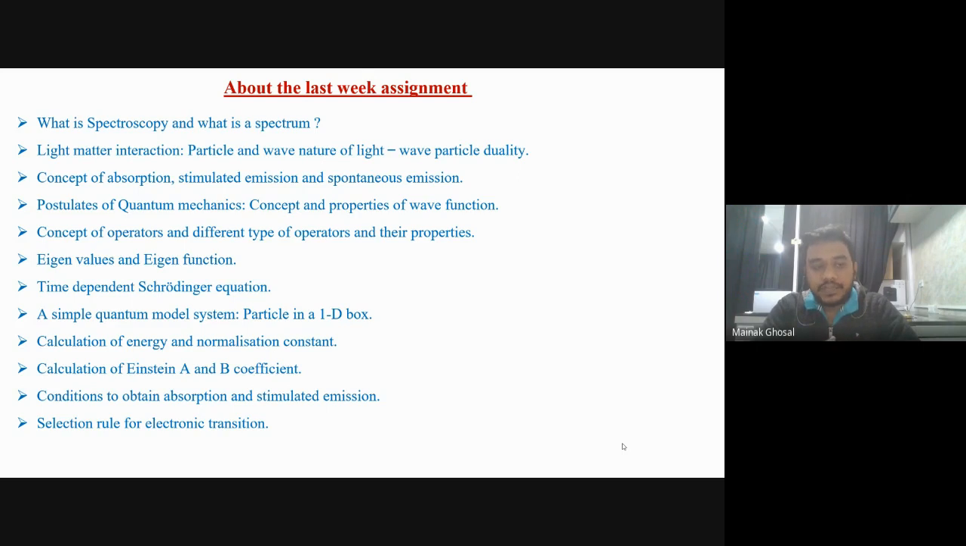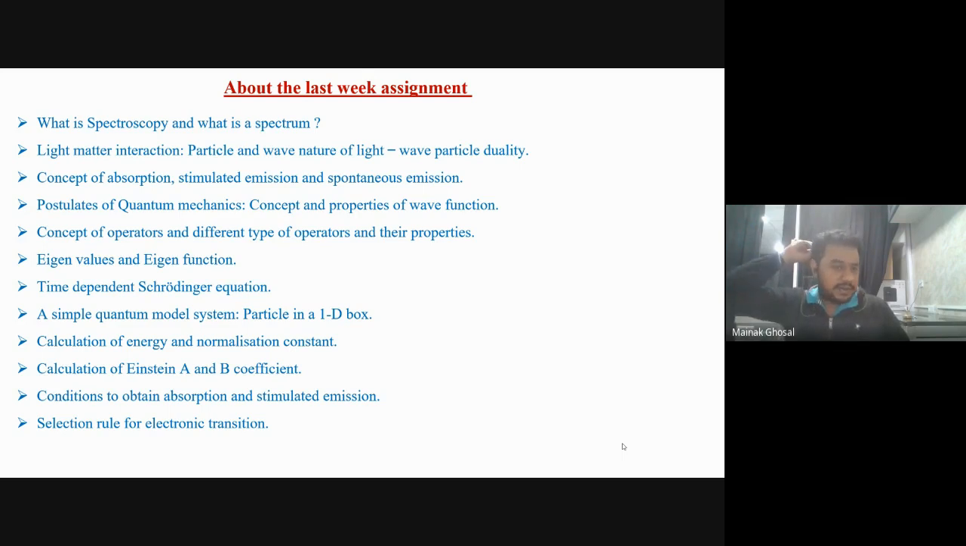And then it was discussed about the postulates of quantum mechanics, how they were developed, and then the concept of wave function and what the properties of this wave function are was also described. Then the concept of operators and different types of operators and their properties. I have mentioned that for every observable in classical mechanics, in quantum mechanics you will need some operators. How many different kinds of operators there are and what their properties are, I have also discussed. And eigenvalue and eigenfunction, some questions related to eigenvalue and eigenfunction were solved.